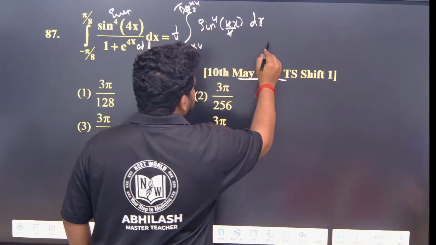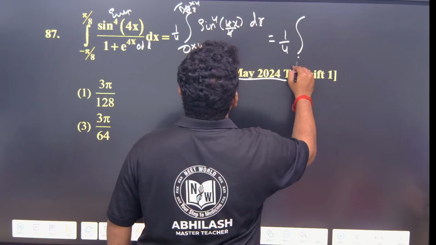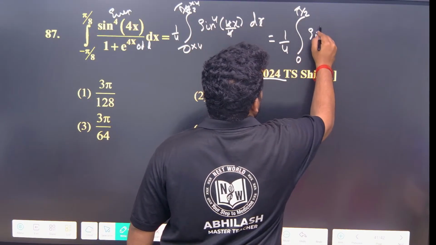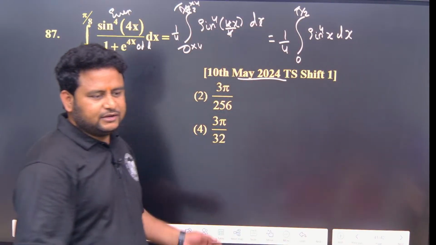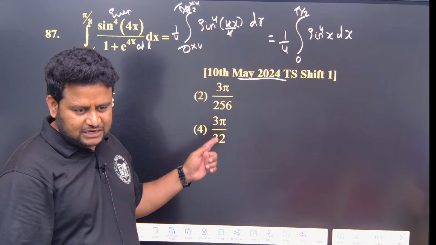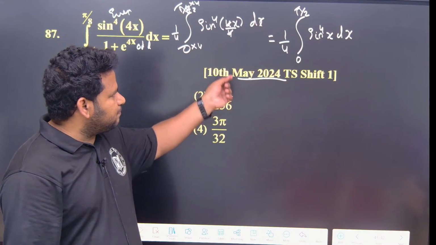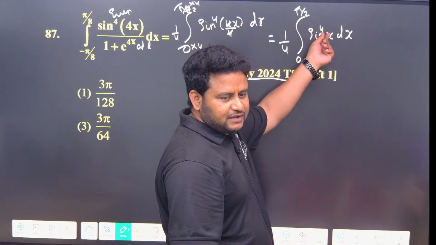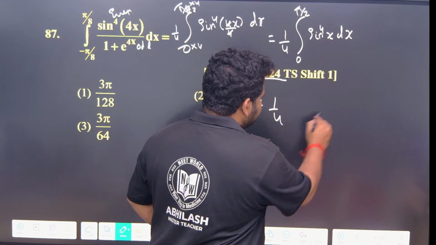Now see here, this gives me 1 by 4 times 0 to pi by 2 sin power 4 x dx. Now I can use the Wallis formula. I have not told you about the Wallis formula yet, I will be telling you shortly. So 1 by 4, 0 to pi by 2 sin power 4x. Whenever we have an even power, pi by 2 will come here. So this will be 1 by 4, and here I should write pi by 2.